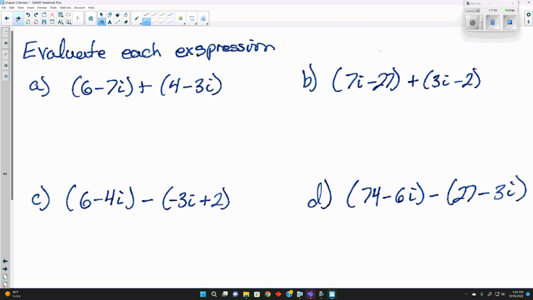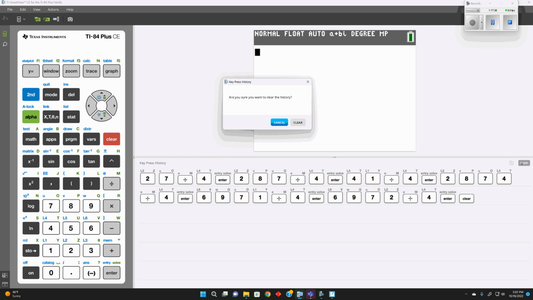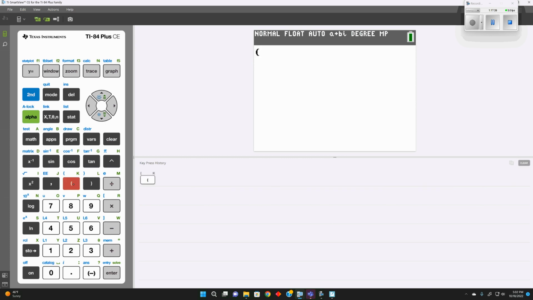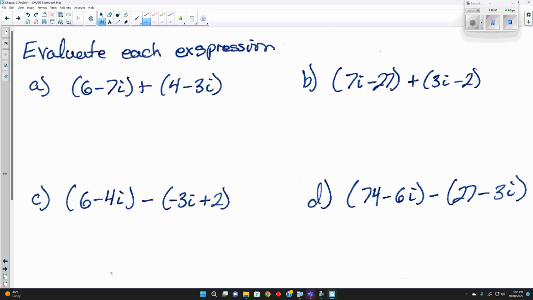Let's look at the next part, evaluate each expression. For these here, we can add and subtract like terms and solve, or we can take the graphing calculator. I'm going to clear all this out. In our first one, we'll type it in exactly as we have it. (6 minus 7i) plus (4 minus 3i), hit enter, and it tells us it's 10 minus 10I. And that's all we have to do for all these here.